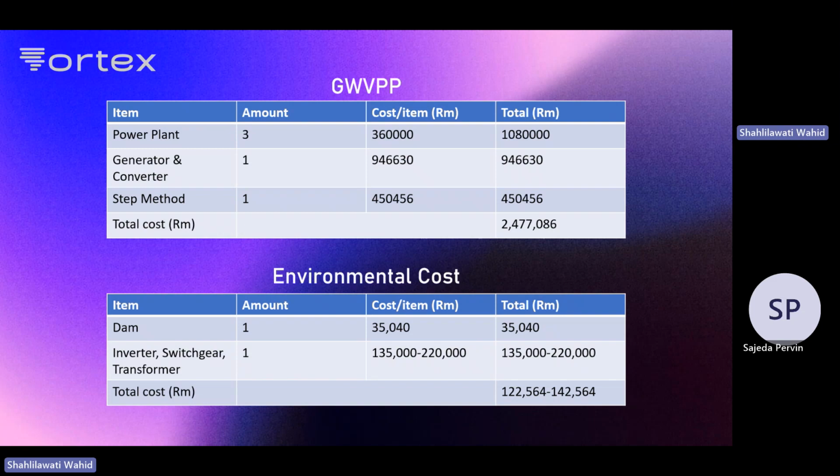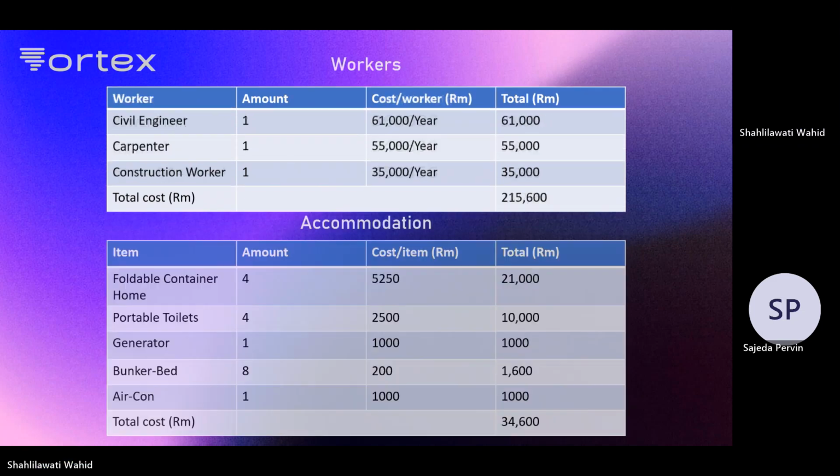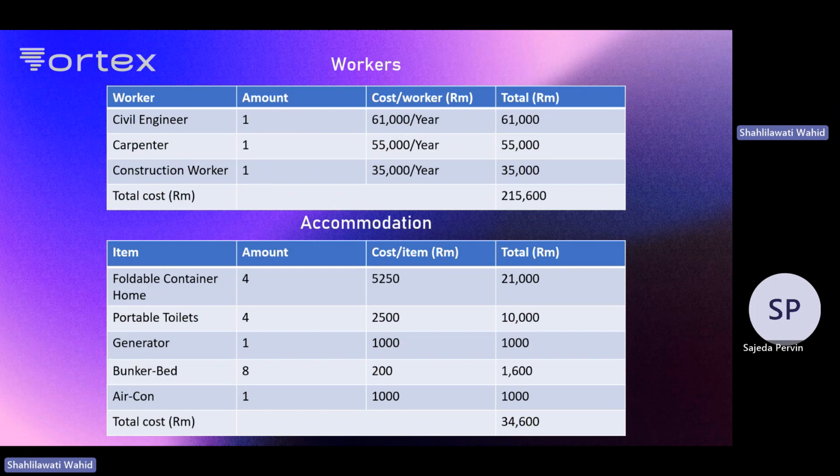And then the next one is the environmental cost, which costs around $120,000. And then the next one is workers. Note that we are hiring only one construction worker because our company itself already has some workers. And we plan to hire a more experienced construction worker to help manage and oversee the entire project with our lead construction manager, Tane. And accommodation for the workers to provide them comfort and rest so that they can continue working on GWVP.